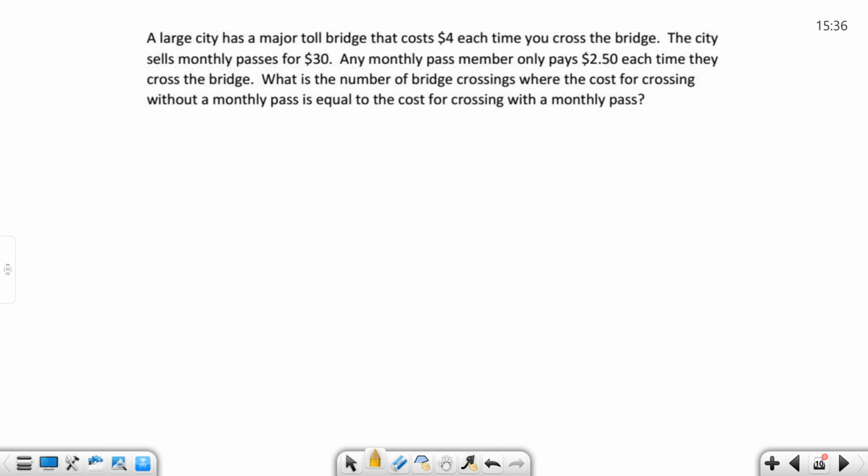So here, this major city has built a big bridge and said, hey, you have to pay us $4 each time you cross it. We have to pay for this thing. The city sells monthly passes for $30. If you have a monthly pass and you're a member, you only pay $2.50 instead of $4 when you cross it. So what I want to know is, what is the number of bridge crossings where the cost for crossing without a monthly pass is equal to the cost for crossing with a monthly pass? Now, that's a lot of words, and this kind of scenario, you guys, is very universal.